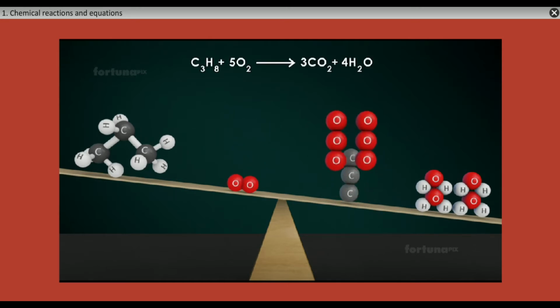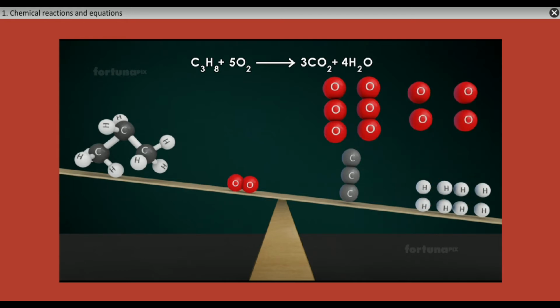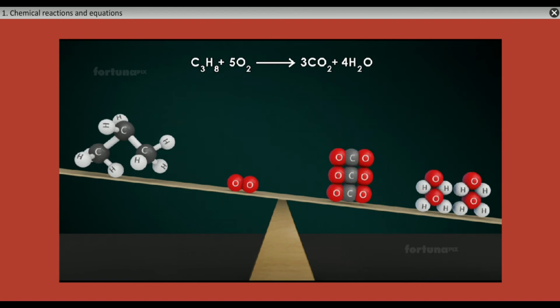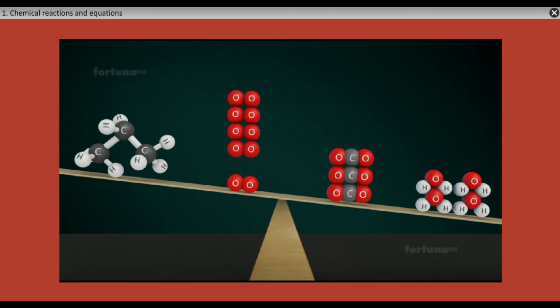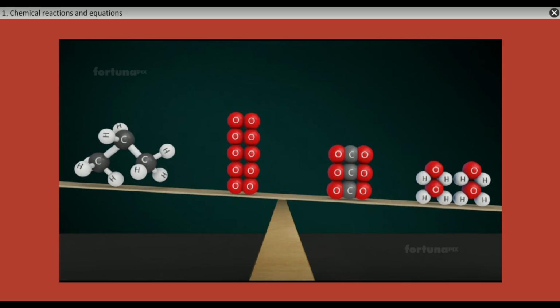But on the right, there are 6 in CO2 and 4 in H2O, adding up to 10, meaning our equation still isn't balanced. To end with a balanced equation, we need to put a coefficient of 5 in front of the oxygen on the left.